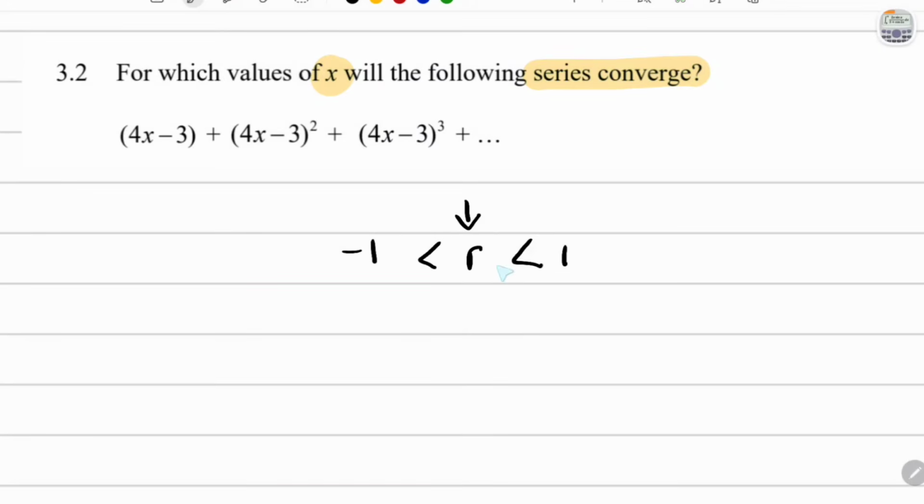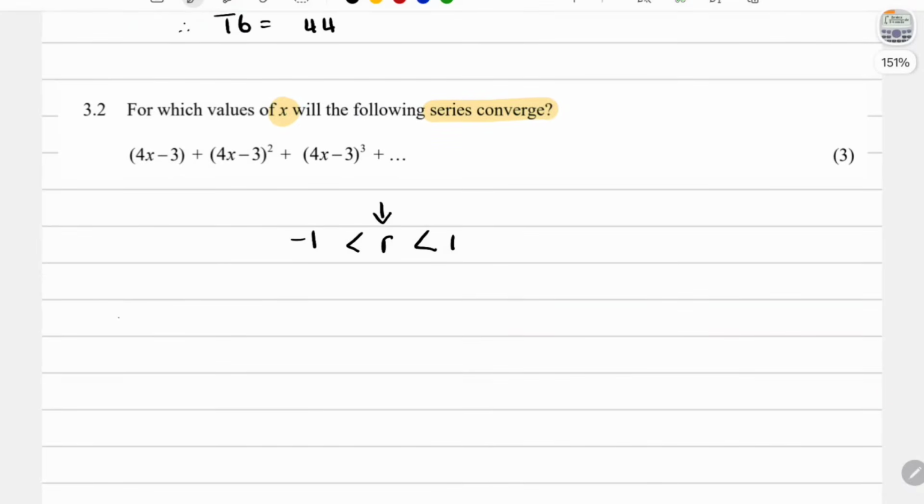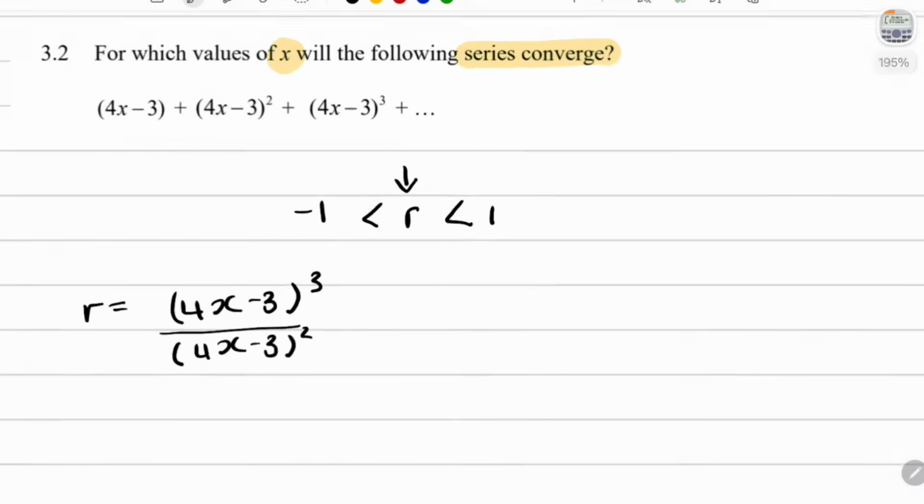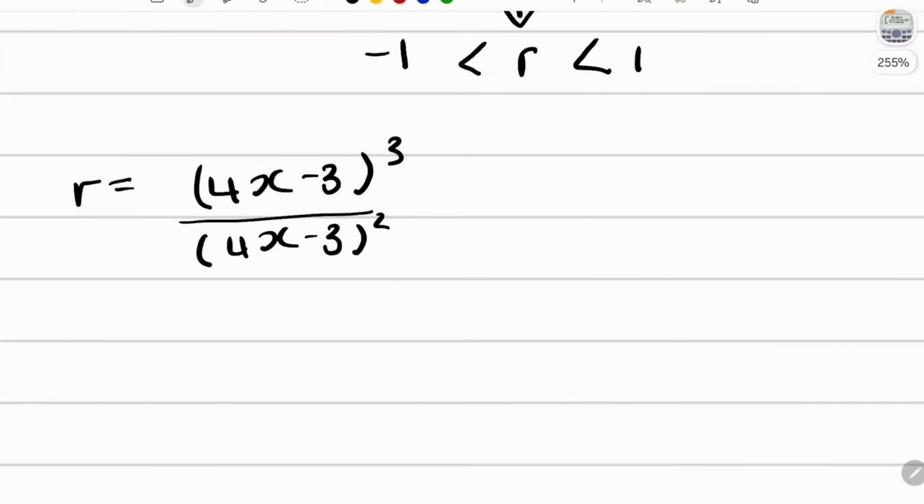And with a geometric series, to find the ratio, you always say the next term divided by the previous term, okay? It's not arithmetic, so we don't subtract. So next term divided by the previous term. So this one is quite simple. If you take the next term, term 3, that is (4x - 3)^3, over term 2, which is (4x - 3)^2. See, these are actually quite simple to simplify.